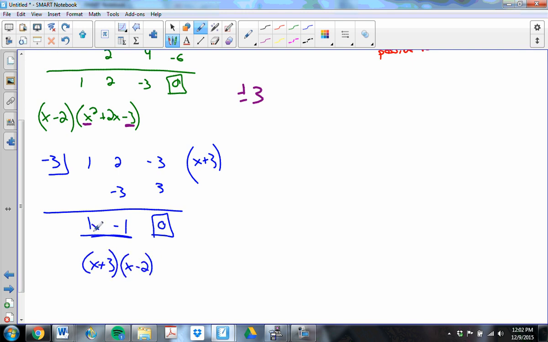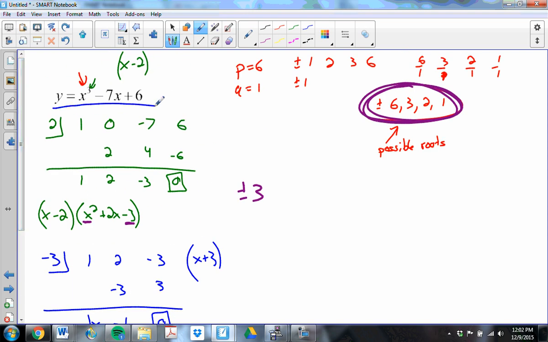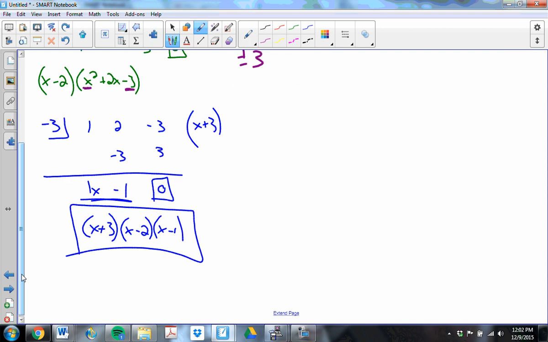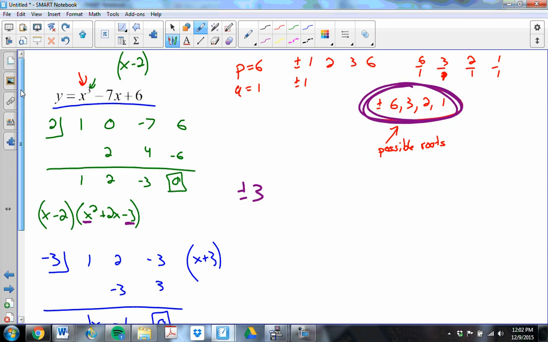This becomes 1x minus 1. And those are the 3 factors of my original polynomial way up here. And that's how I could solve it. It has solutions, has roots at -3, 2, and 1. So that P and Q trick is a really quick and easy way to find possible values, and then just be kind of smart about what you plugged in.